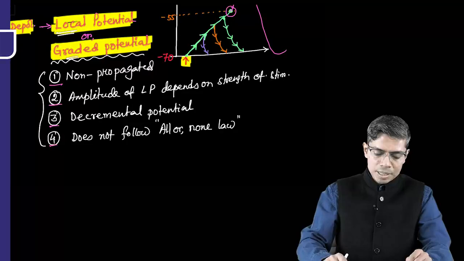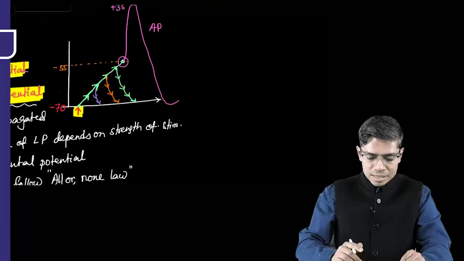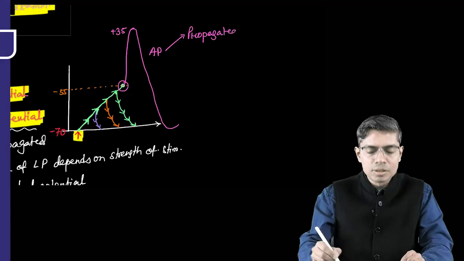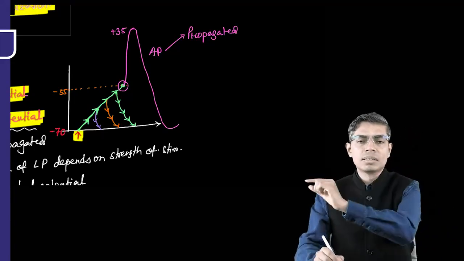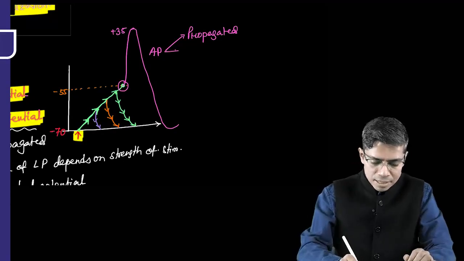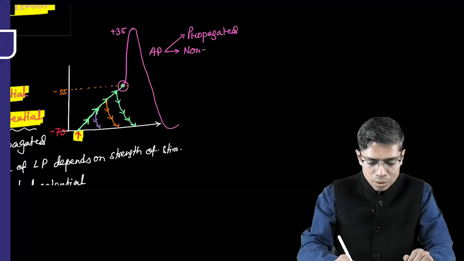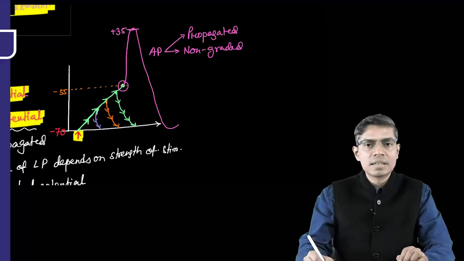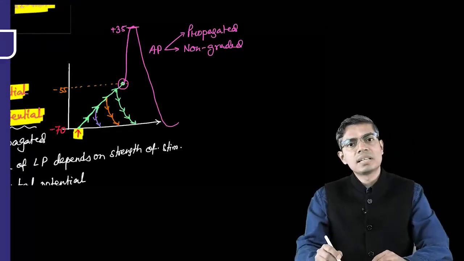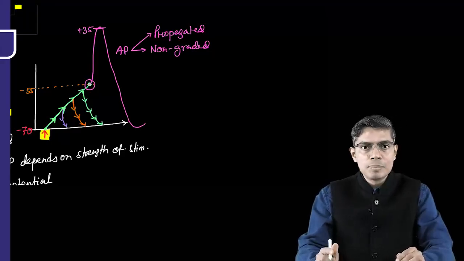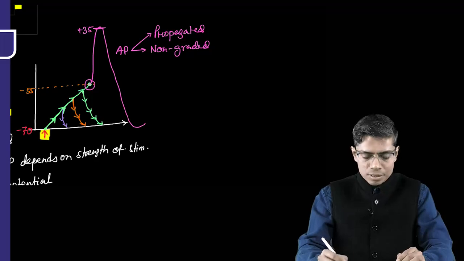What do you mean by that? Action potential, whenever it is generated, will be a propagated potential, meaning it will move from one portion to the other distal portion of the neuron in the same manner. Second, it's a non-graded potential. Non-graded potential means whenever the amplitude is generated up to plus 35 millivolt, further increment of amplitude is not possible. The amplitude is not dependent on strength of stimulus.